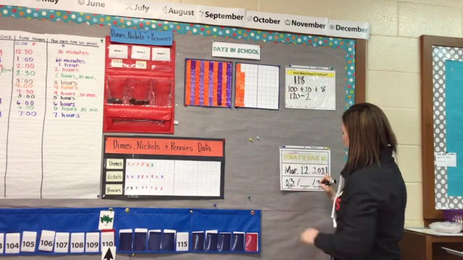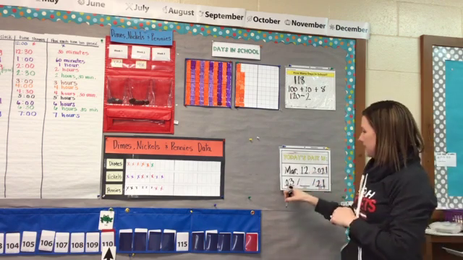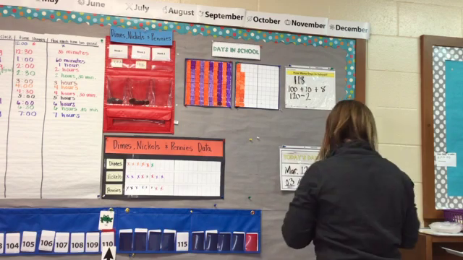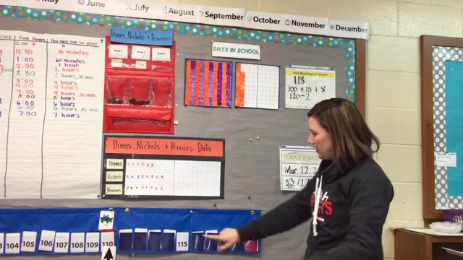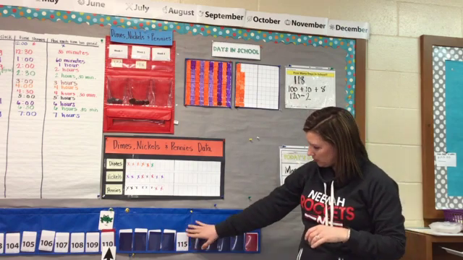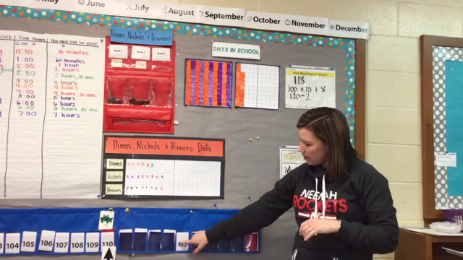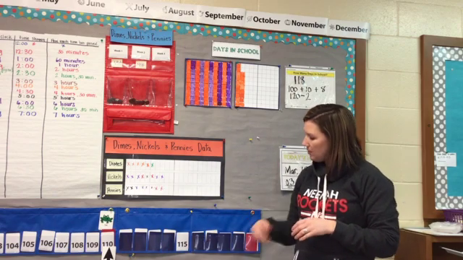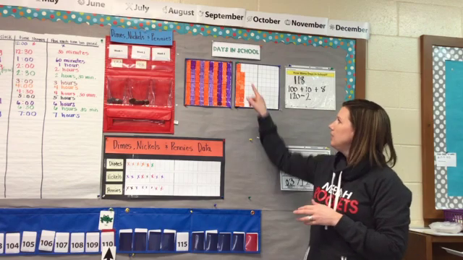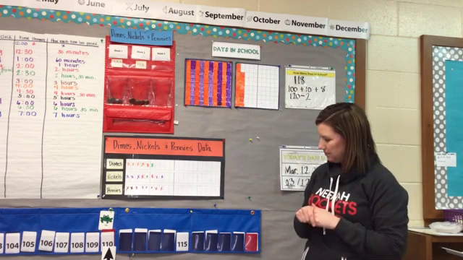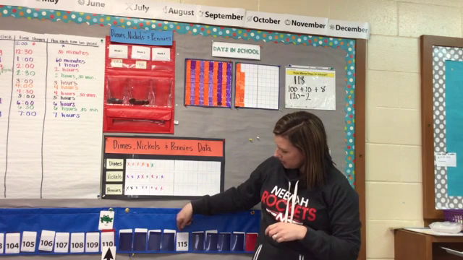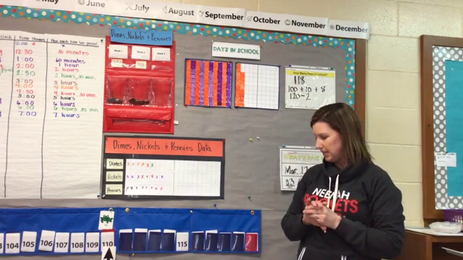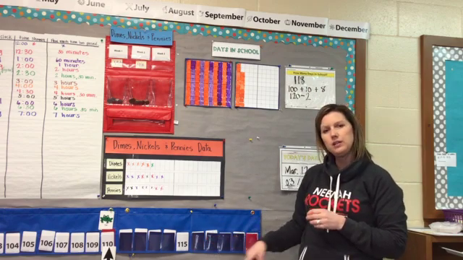Today is March 12th, 2021. The digital date is 3-12-21. And if we look down here at our number line, the last number I have turned over is 115. Okay, how many more do I need to turn over to get to 118? If we're right here on 115 and I want to get to 118, how many cards do I need to turn over?